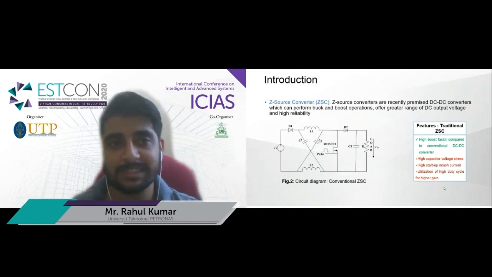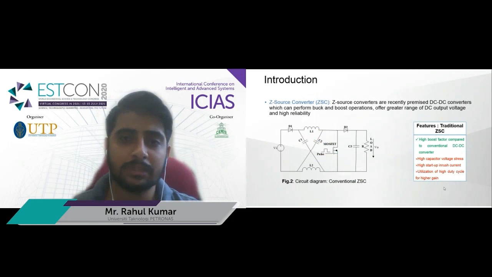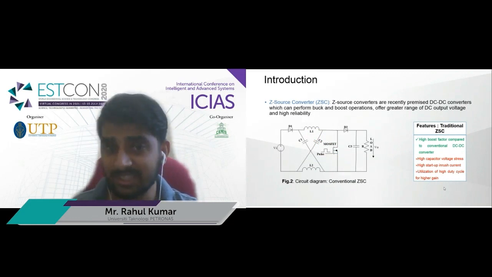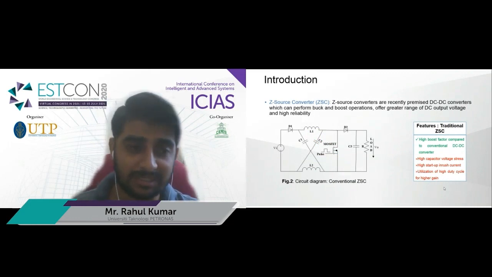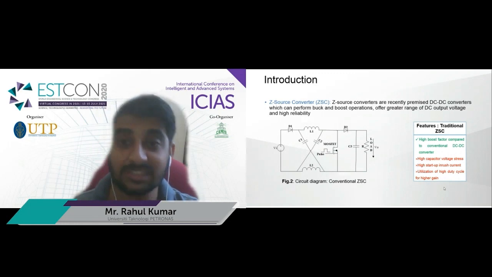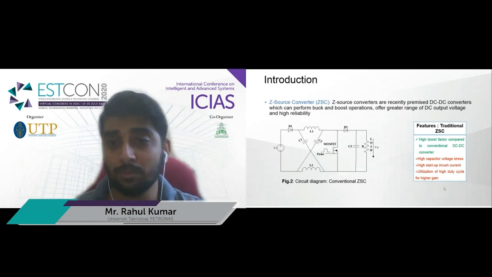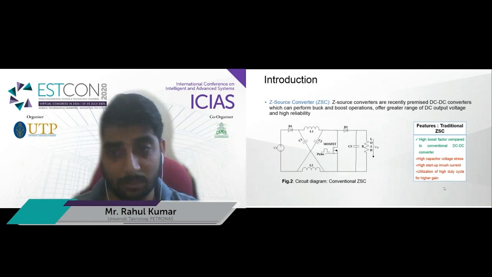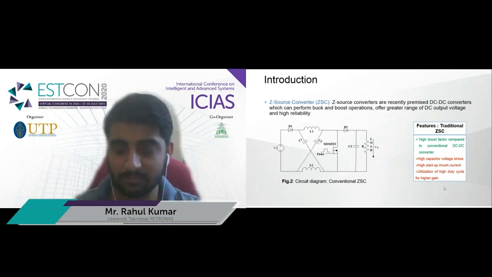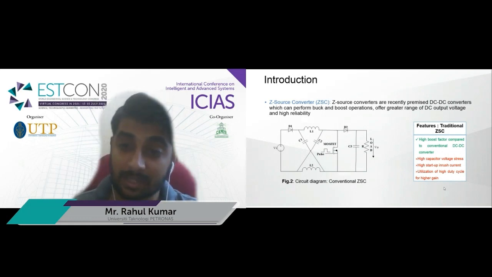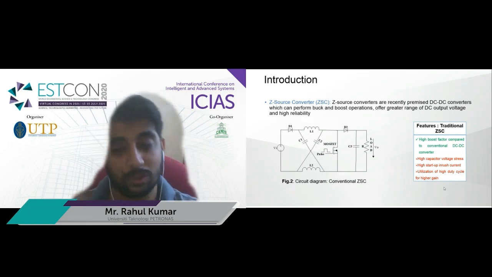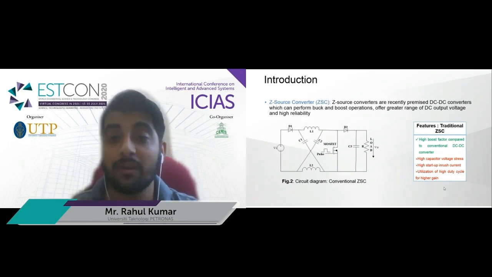The one I am focusing on is the Z source converter. Basically, the Z source converter is similar to the traditional DC-DC converter. The difference is that we have replaced the inductor with a Z network. It has the advantage that it can buck and boost, meaning it can be used as a buck converter as well as a boost converter. The other advantage is a higher boost factor compared to conventional converters. Some disadvantages are higher capacitor voltage stress, high startup current, and utilization of a high duty cycle for higher gain.